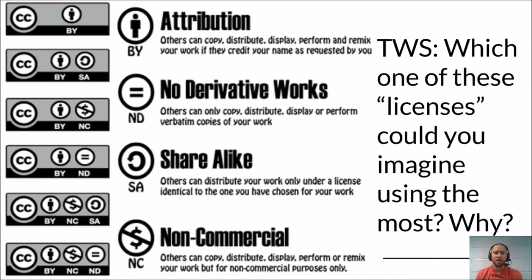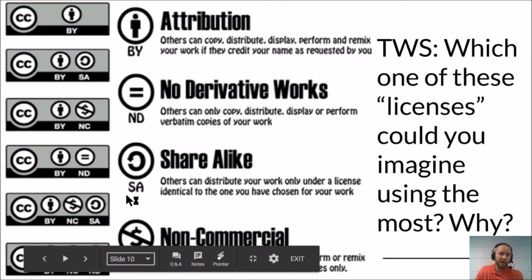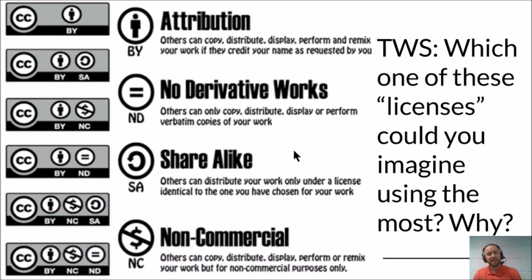chosen for your work. So I very rarely see, I've never seen ShareAlike being the only thing. So it's usually like ShareAlike and BY, or it's ShareAlike NC and BY. It's always this symbol with another symbol or two with it. The last one says NC for non-commercial, meaning others can copy, distribute, display, perform, or remix your work, but for non-commercial purposes only. So if I wrote the book Harry Potter and you made your own copies, you better not be selling it for money to somebody else.